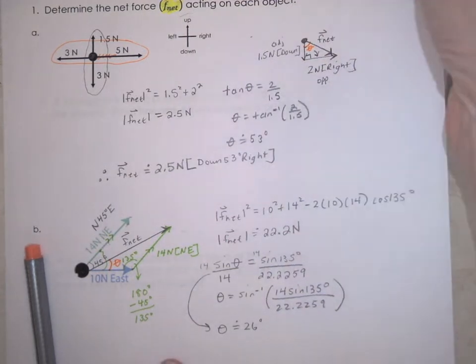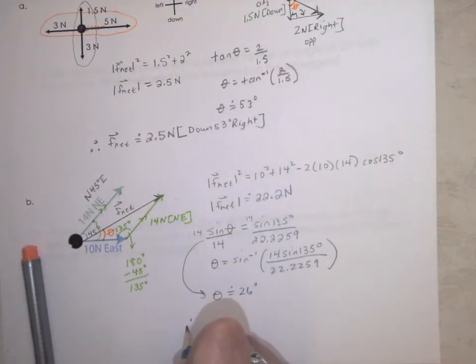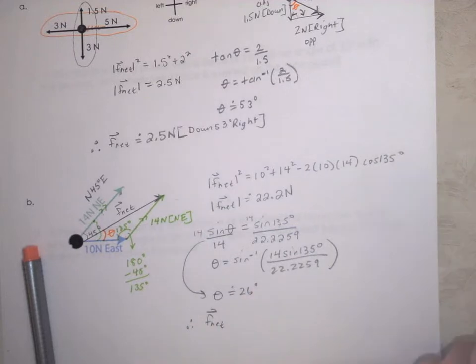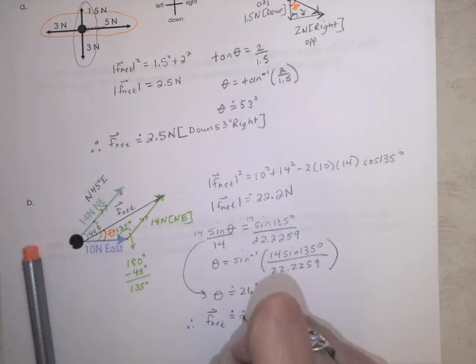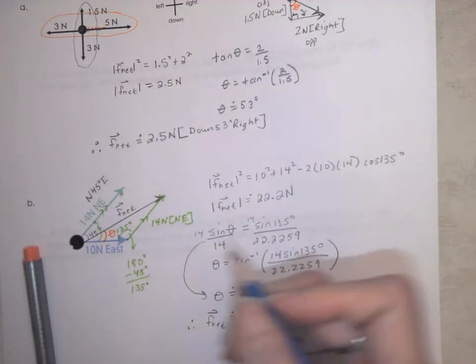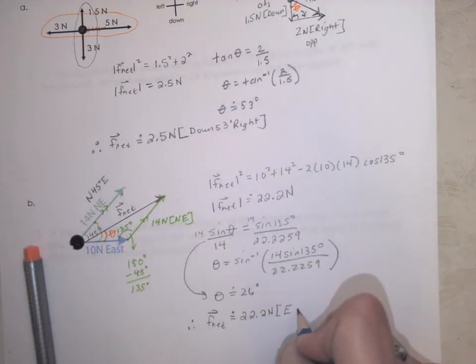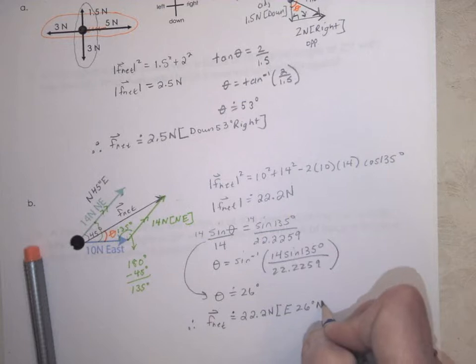And then we have to do our therefore. So we're finding net force. So therefore, F net without the absolute value, because we're not just stating the magnitude, we're stating the magnitude and direction. So it's approximately 22.2 newtons in the direction east first, and then 26 degrees towards north.